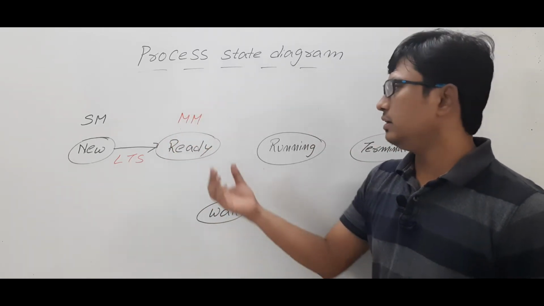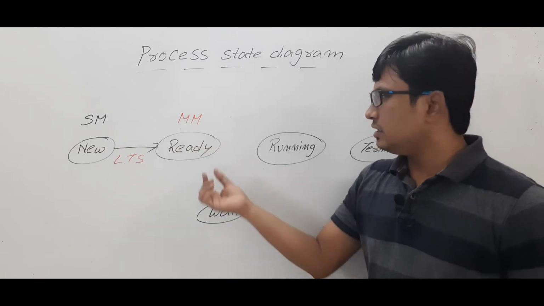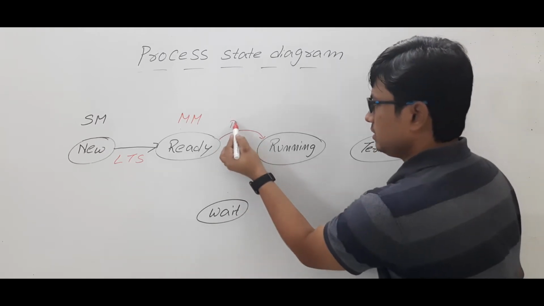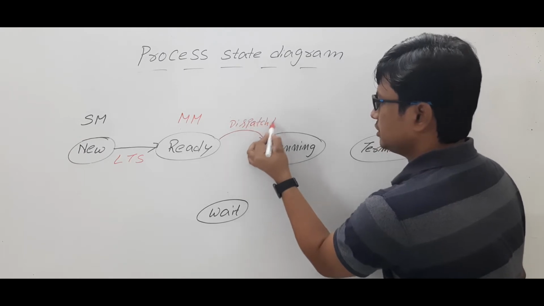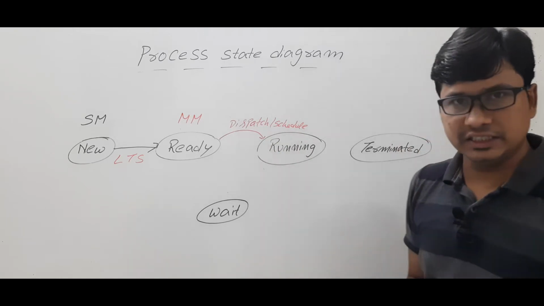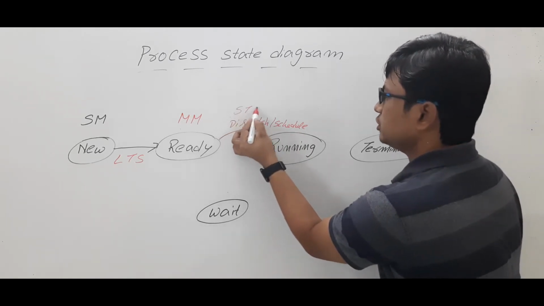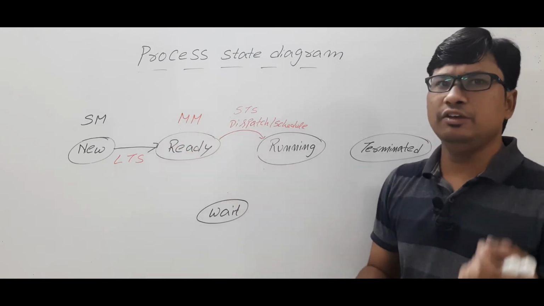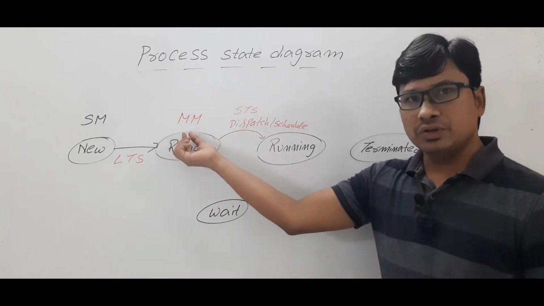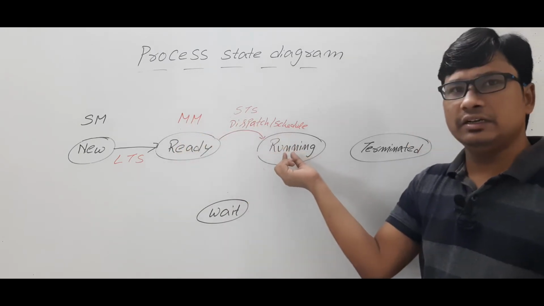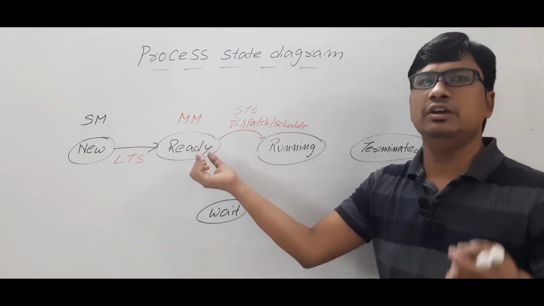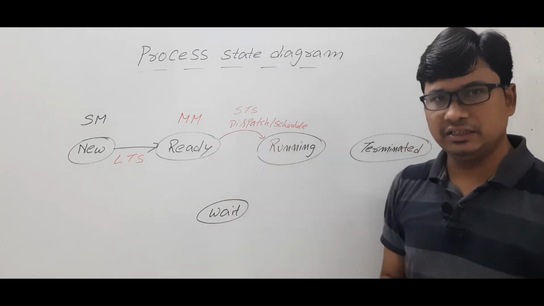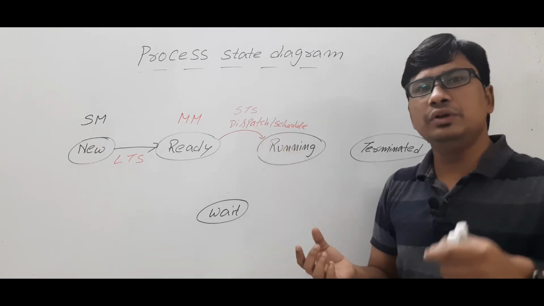Now, once multiple processes are there in the ready queue, the CPU scheduler will schedule or dispatch any one process to the running state. This is done by the short-term scheduler. If you are using first come first serve, the process which arrived first into the ready queue will be sent to the running state first. If it is shortest job first, the process which has the lower burst time will be scheduled to the running state.